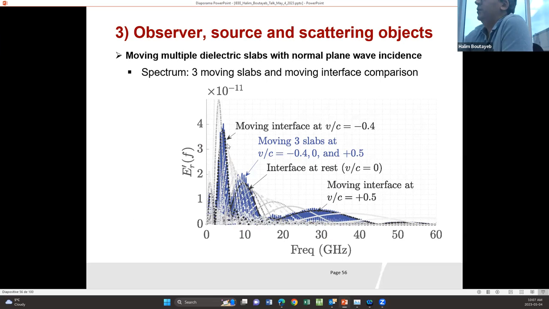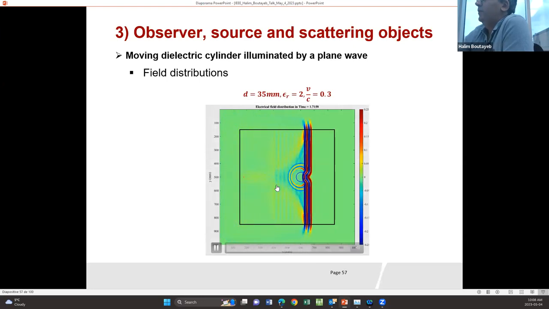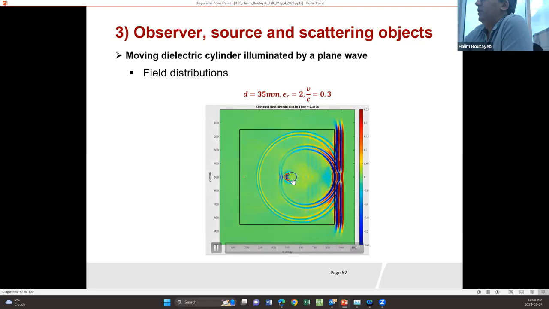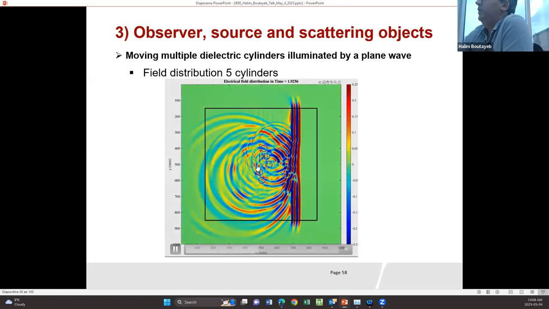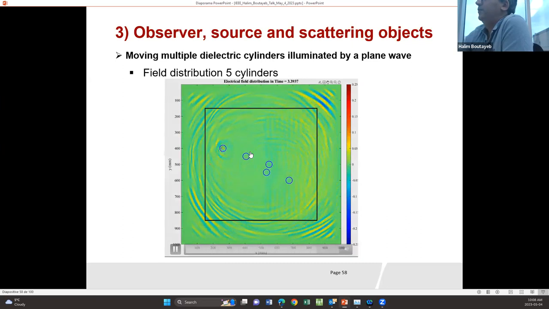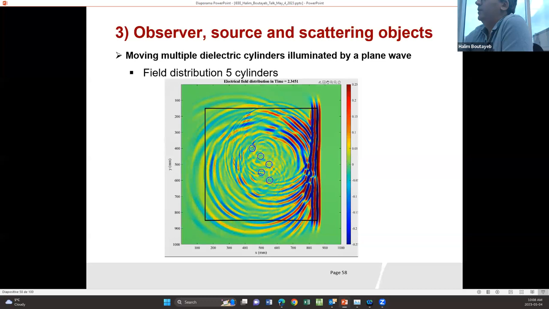And that's why we can relate that to the curve that we obtain for the interface, as you see here. Here we see a moving dielectric cylinder. And we can recognize the Doppler effect. Here we have multiple cylinders moving at different speeds. That's really interesting.